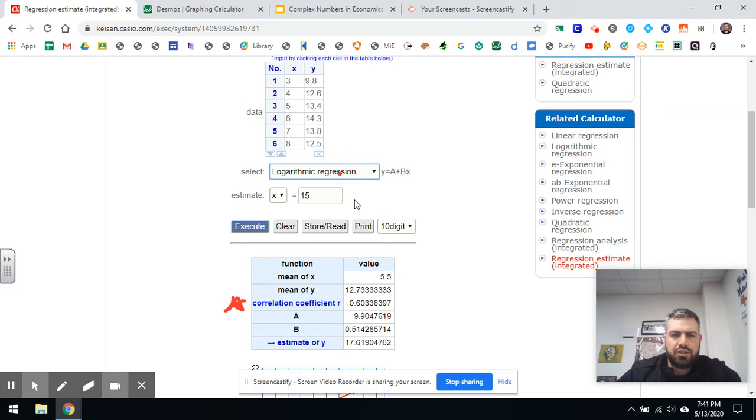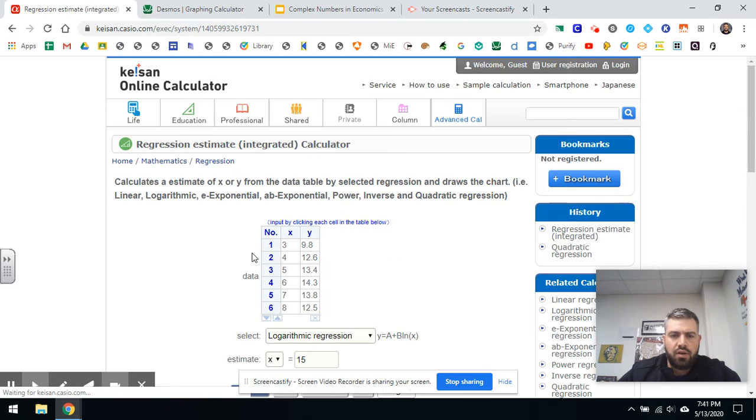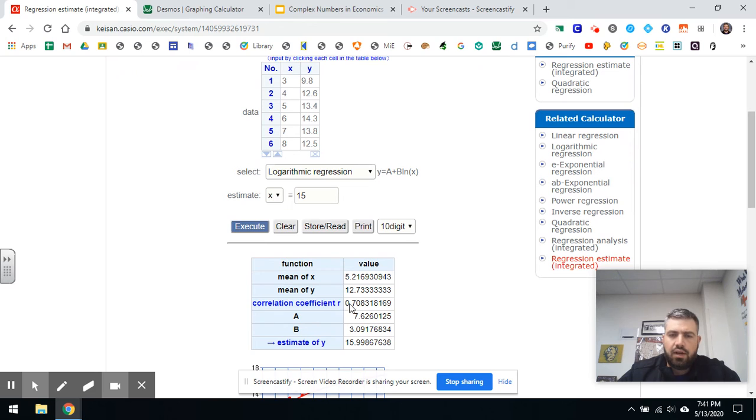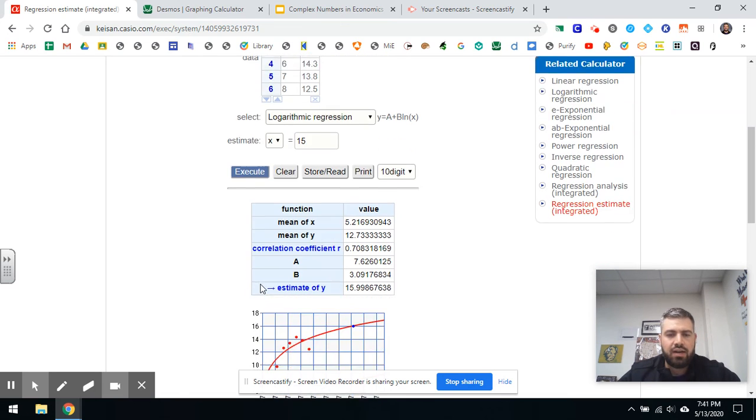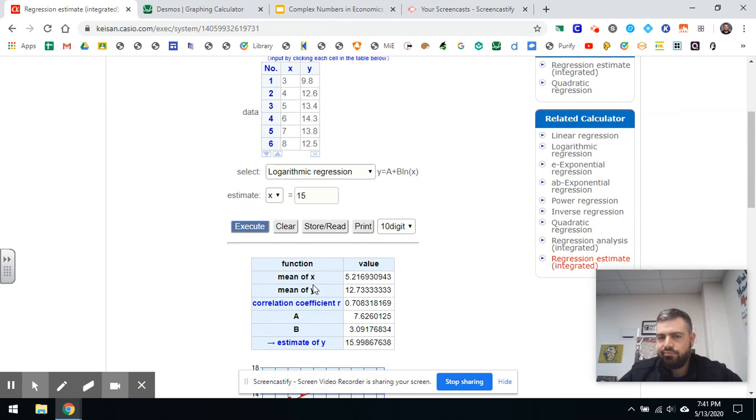Let's try another one. Let's try logarithmic regression. Okay, so we take that, and what do we get? Well, a correlation coefficient of 0.708. Okay, so that's better. Not super good. It's not really close to 1, but it's getting there, right? And so we look at that, and okay, it looks okay. I mean, it's all right. Okay, it's not great, but it's all right.